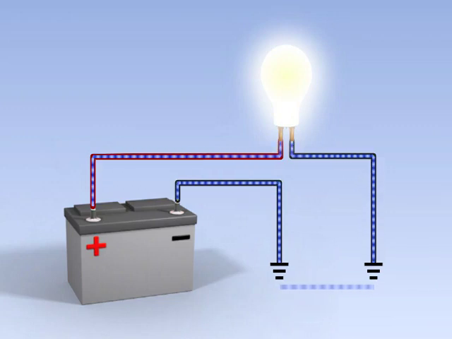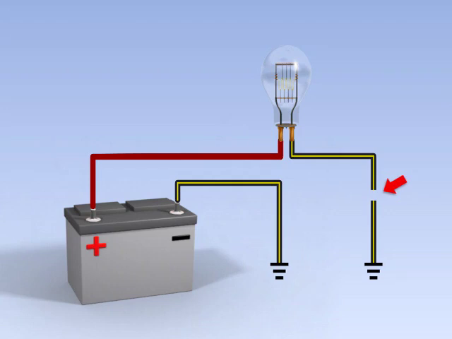A closed circuit with both a positive and a negative connection must exist in order for current to flow. If the circuit is open, caused by a broken or disconnected conductor, a faulty component, or a failed source, current won't flow, and the load or component will not operate.